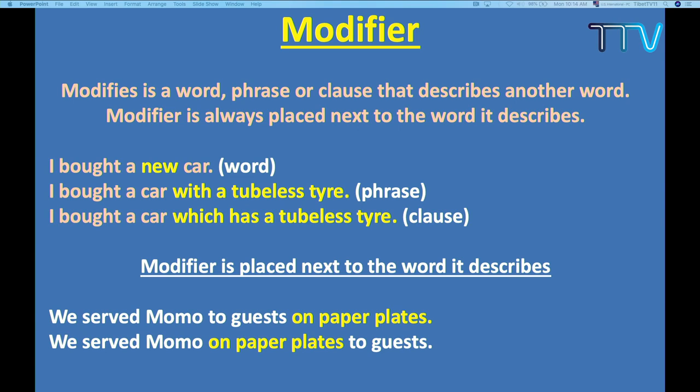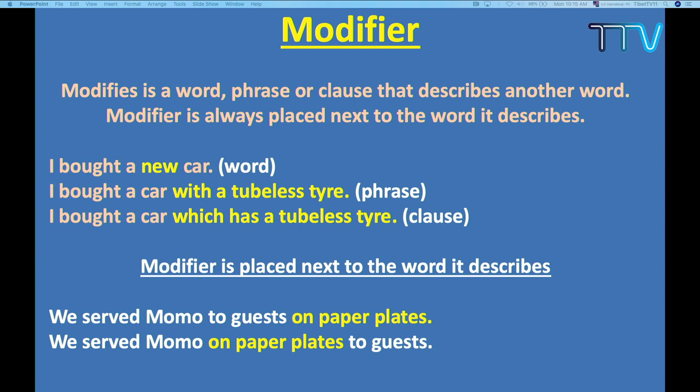The third one: I bought a car which has a tubeless tire. I'm talking about the same car, but I use a different modifier: one word, second a phrase, and third a clause. This is a clause, because it is a group of words which has a subject and verb. Which is the subject, has is the verb. So this is word, phrase, clause. Did you understand?